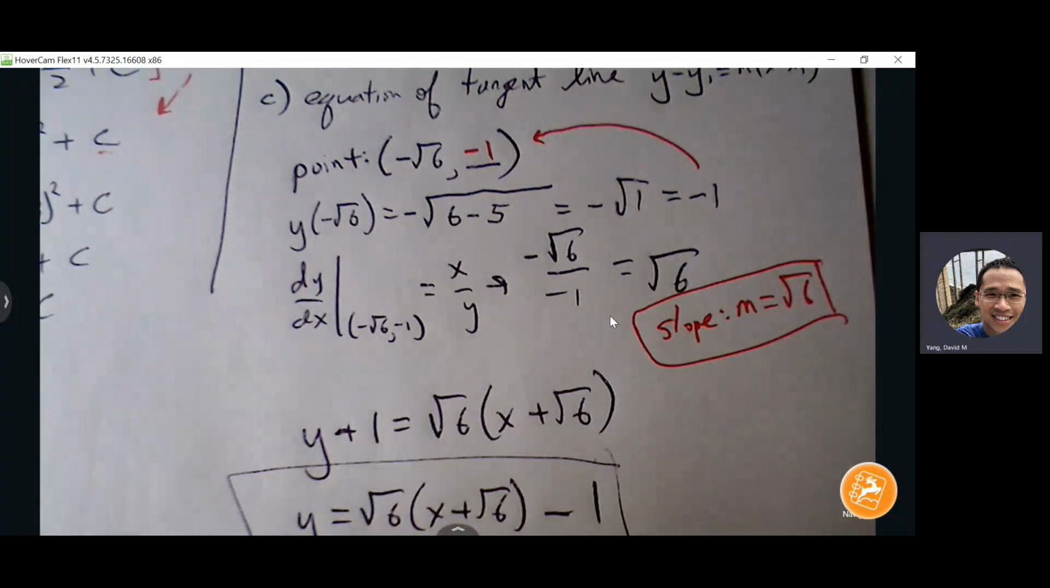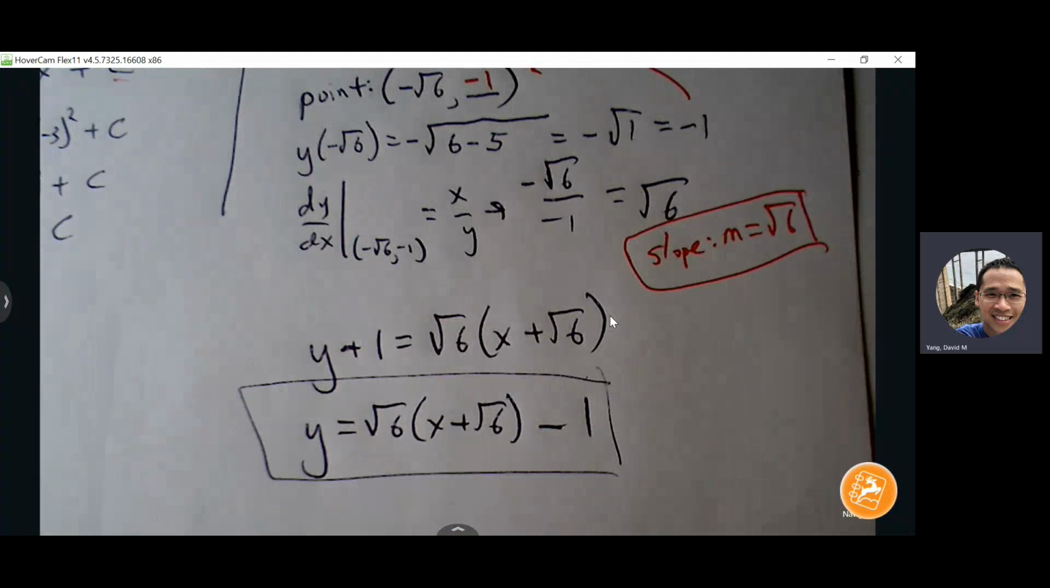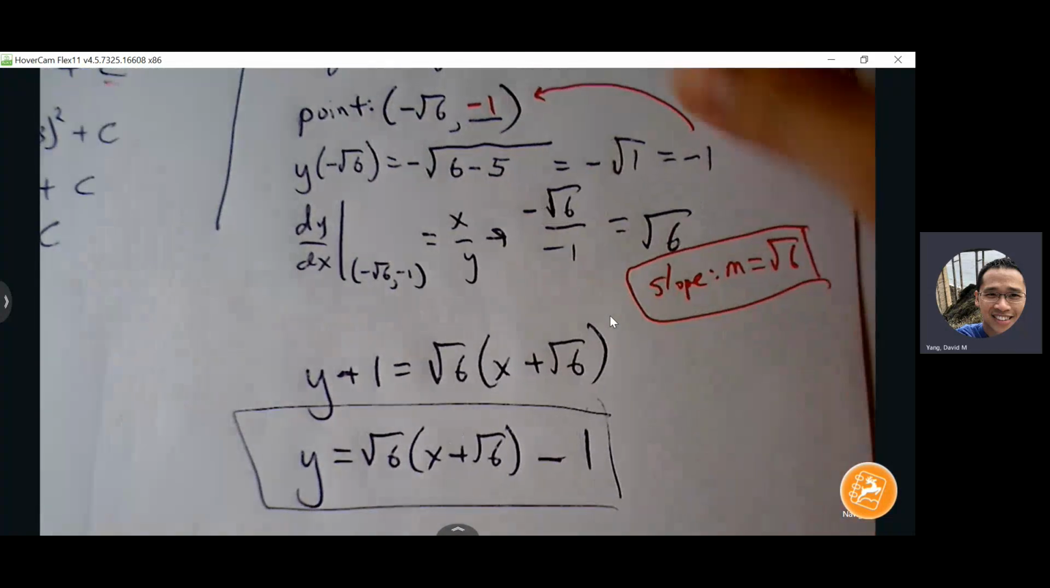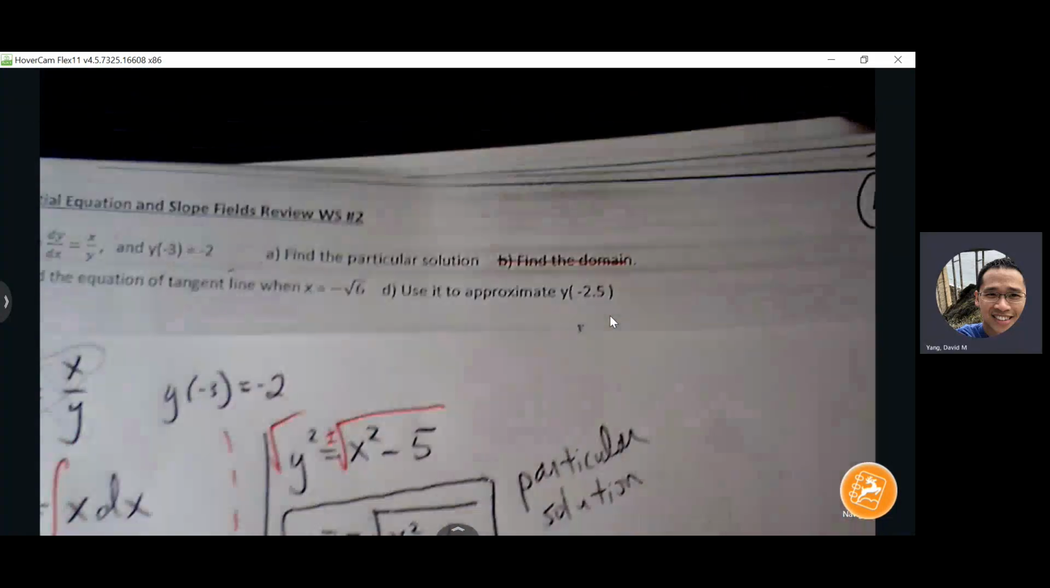So this is my tangent line equation. And then linear approximation is where I just insert that decimal into the tangent line equation. Right, part D: linear approximation, use it to approximate y of -2.5.